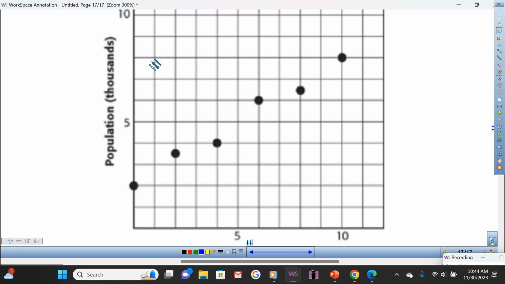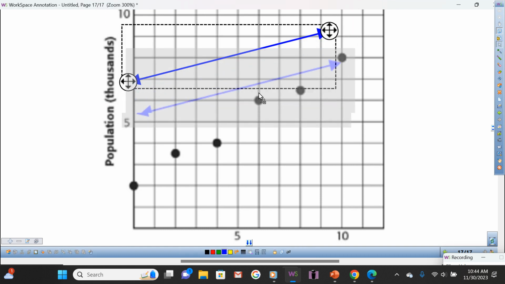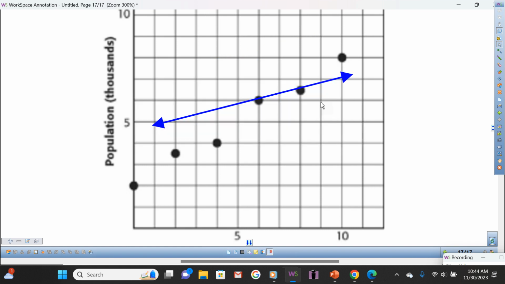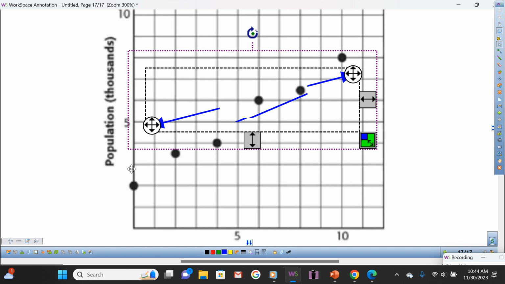Watch. Does that line represent this data? No, which means I need to move it. How about there? It intersects 2. It kind of follows the trend, but how many below? 3. How many above? 1. So that's not a best fit line, so watch. I'm going to move it.